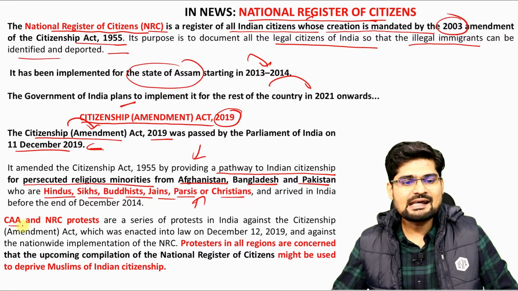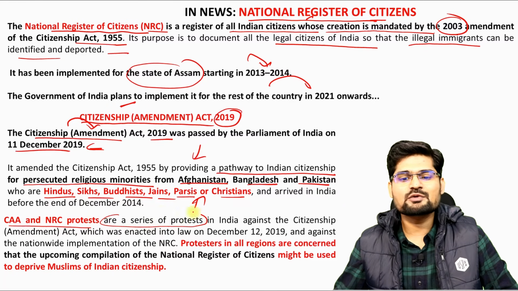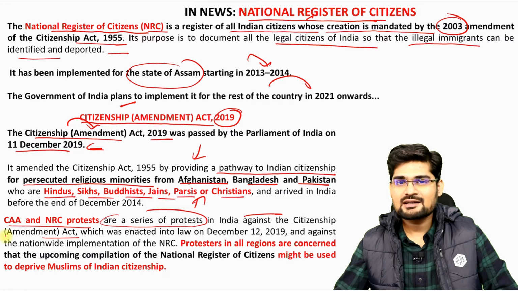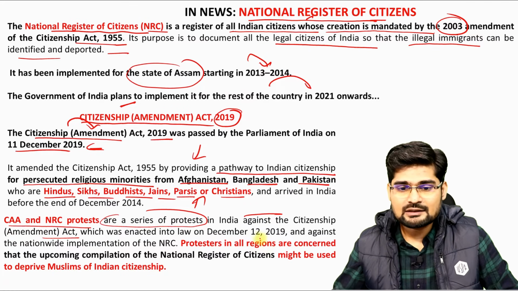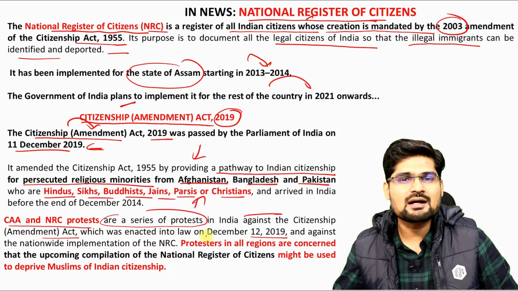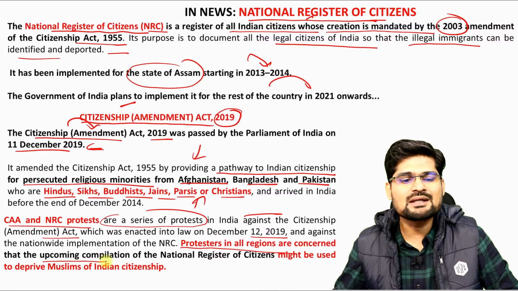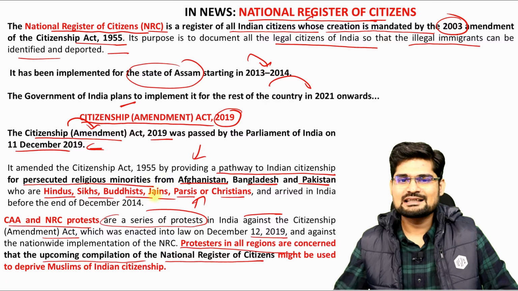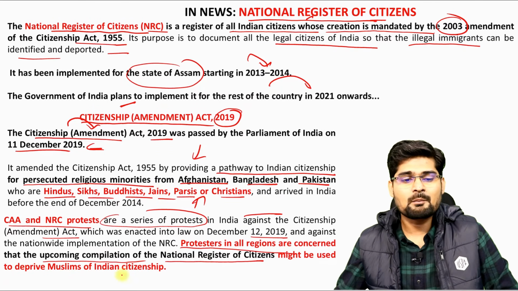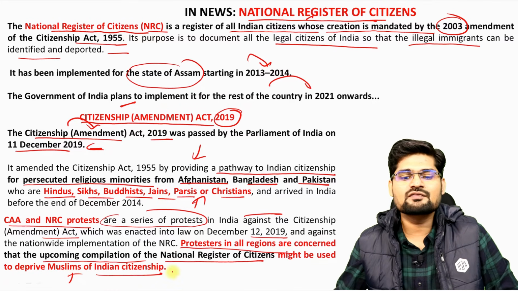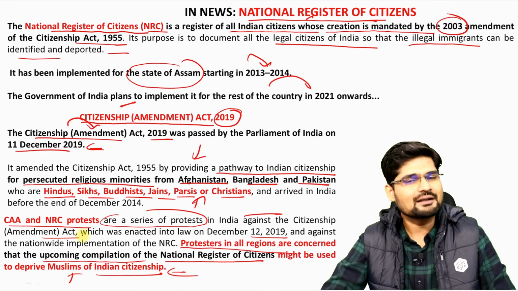Right? So the CAA and NRC protests are a series of protests in India against the Citizenship Amendment Act, which happened during 2019 and 20, and still in many parts these are being protested. So protesters in all regions are concerned that the upcoming compilation of the NRC, that is the National Register of Citizens, might be used to deprive Muslims of Indian citizenship. That is their main concern.